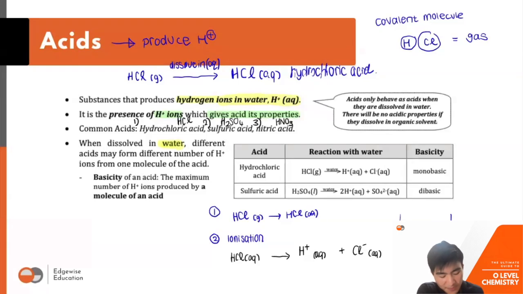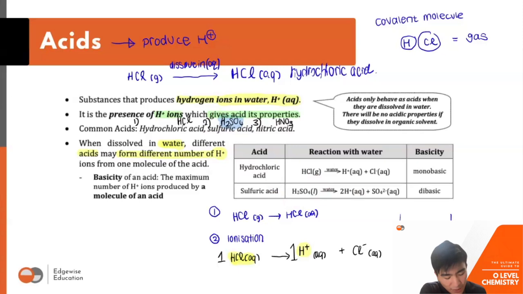When dissolved in water, look at this carefully. There will be different acids that produce different numbers of H plus ions. Now remember, one HCl gives you one H plus ion. This is a 1:1. However, let's look at this one, H2SO4. Remember, in one H2SO4 there are two hydrogens. That means the hydrogen can come out, becoming 2 times the number of H plus ions. So one sulfuric acid can form 2 H plus.